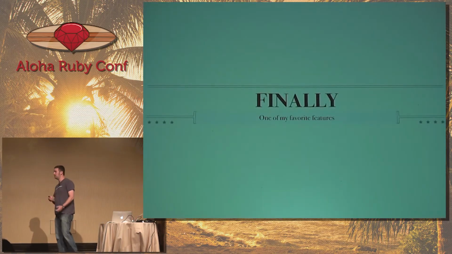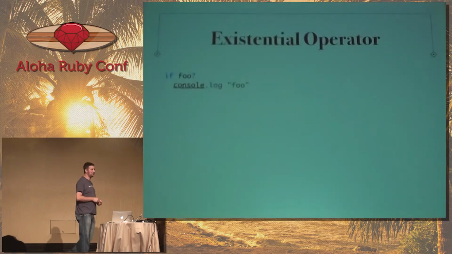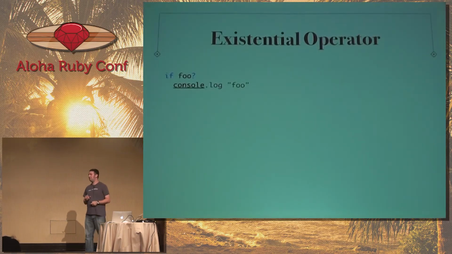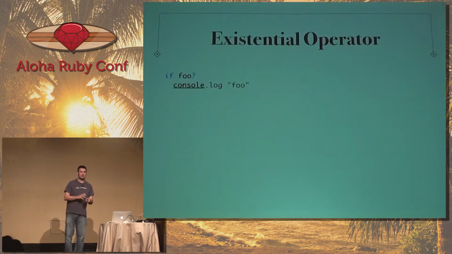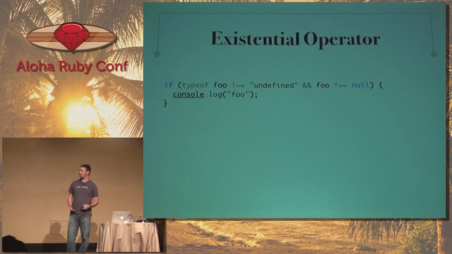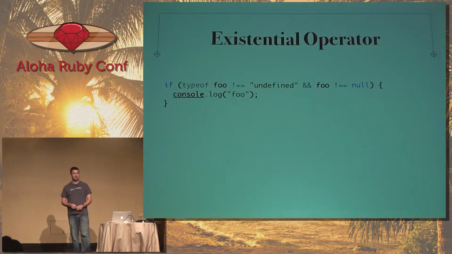So finally, one of my favorite features, this is the last of the three characters, the existential operator. You saw it briefly earlier, but I didn't really talk about it. If foo question mark, then log foo out to the screen. Right? With that one question mark, we have told CoffeeScript to check the existence of foo. And it's better illustrated with the JavaScript here. So if foo does not equal undefined and foo is not null, then we can log to the console. Really cleans up your code. Makes your life so much nicer. You don't have to write this stuff everywhere.